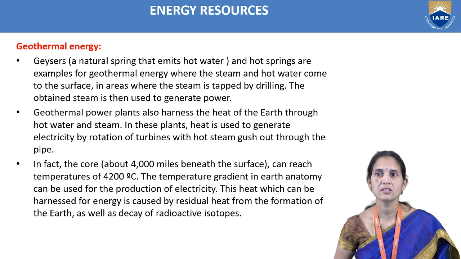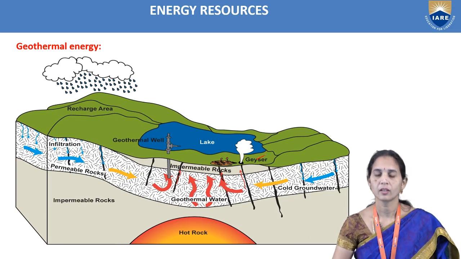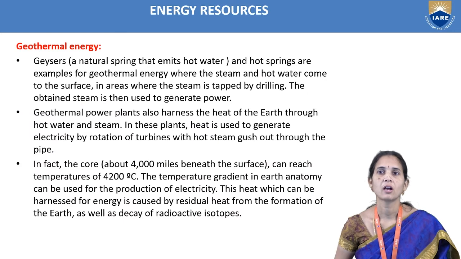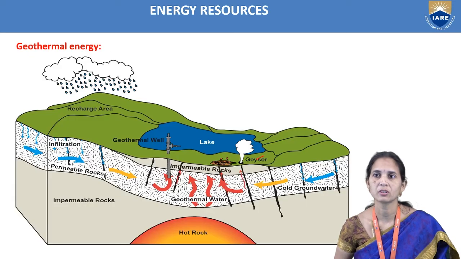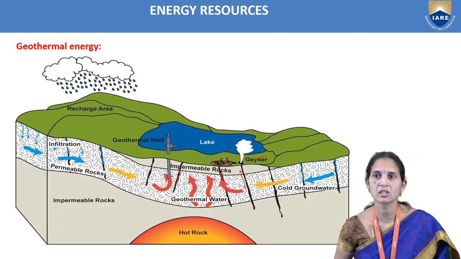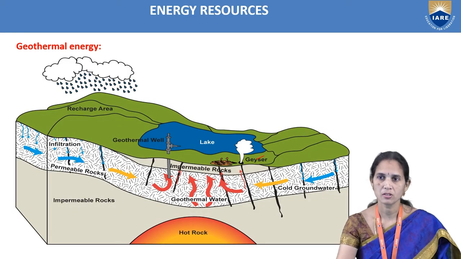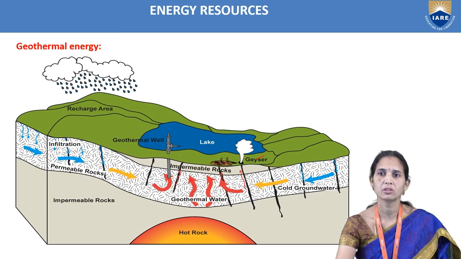So here we can see in this diagram geysers. A geyser is a natural spring that emits hot water. Hot springs and geysers are examples of geothermal energy, where steam and hot water come to the surface. We can see here the hot water comes to the surface. So the geothermal water, with the arrow mark, we can observe in the diagram, is where the hot water comes out.